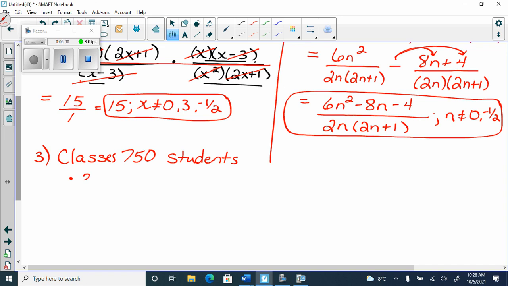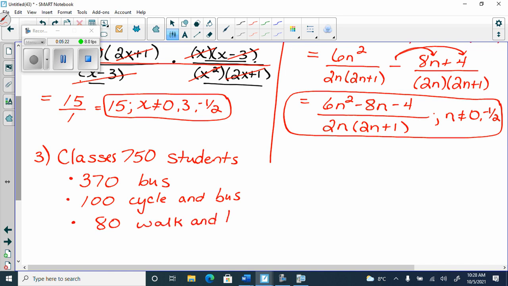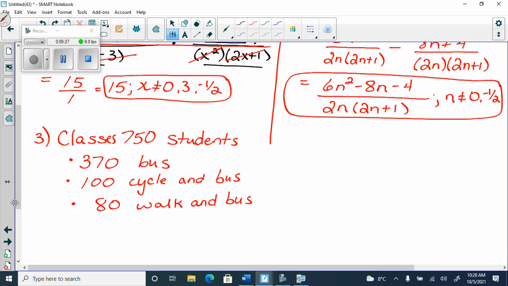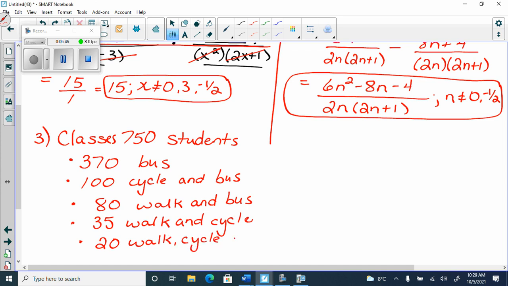Okay, of the 750 students, 370 bus. 100 cycle and bus. 80 walk and bus. 35 walk and cycle. 20 walk, cycle, and bus. 445 cycle or bus. 265 walk or cycle.